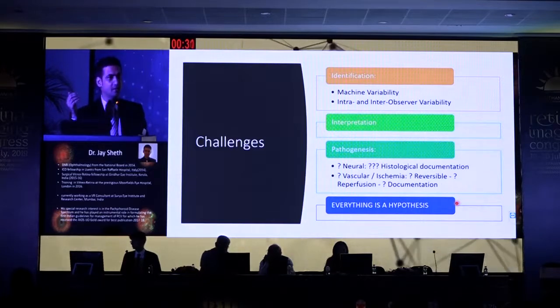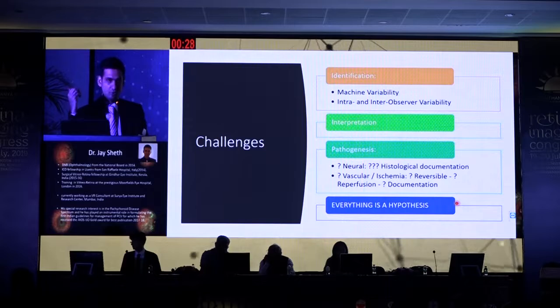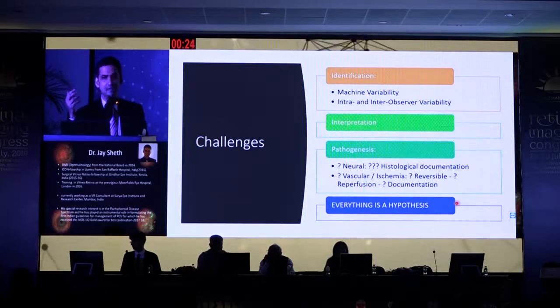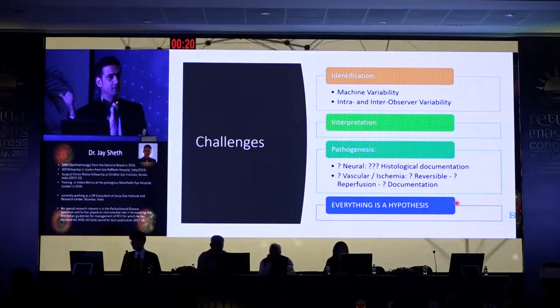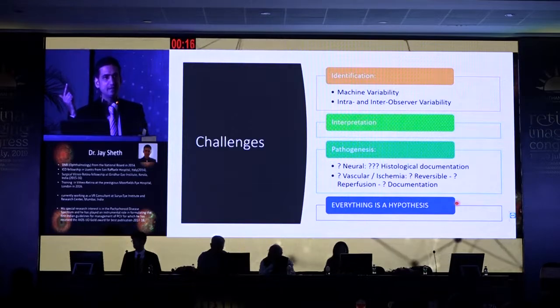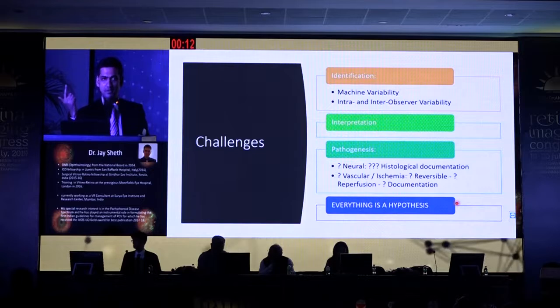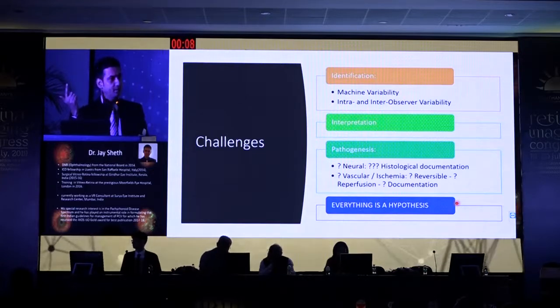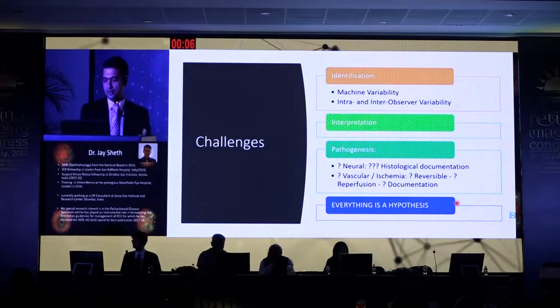The pathogenesis is still not very well defined. Some say it has a neurological pathogenesis, meaning loss of ganglion cell layers, but there is still a lack of any histological documentation for that. Others say it is because of vascular ischemia, and they have correlated it with an increase in the FAZ size. So what can explain the reversal? Maybe reperfusion, but still there is a lack of documentation. So everything is just speculation, a hypothesis, when it comes to DRIL.